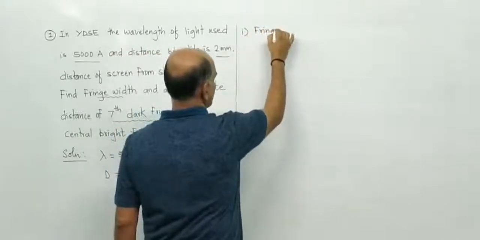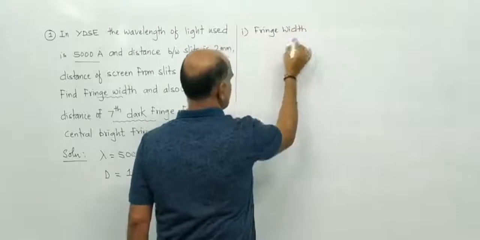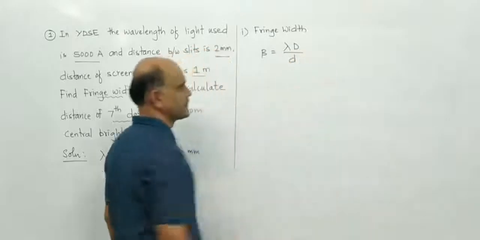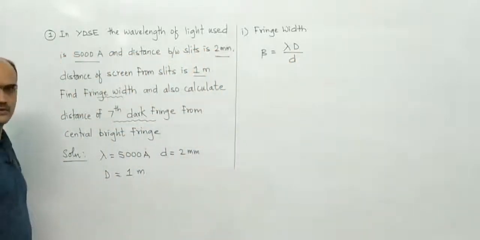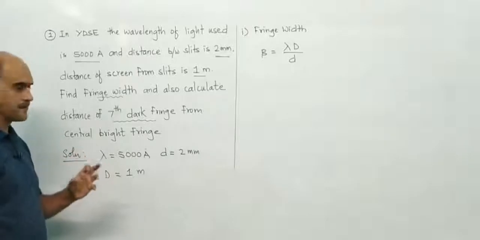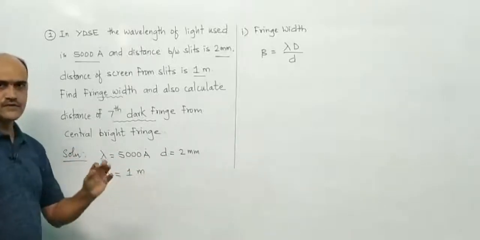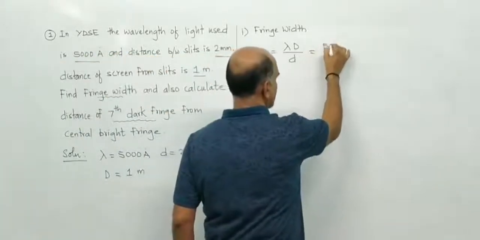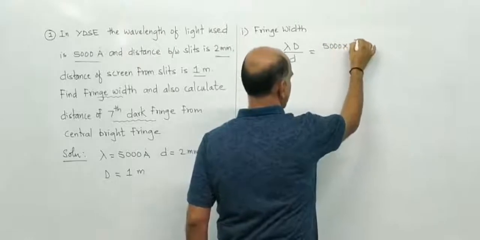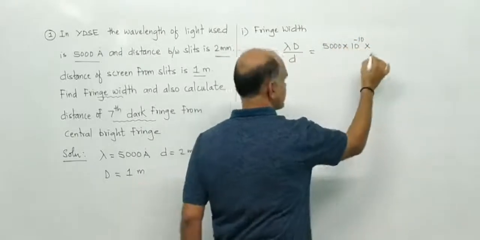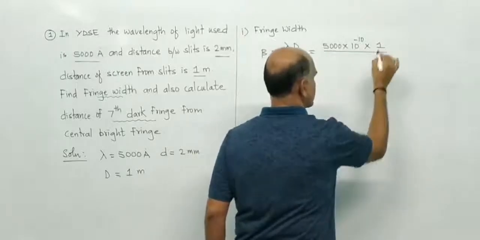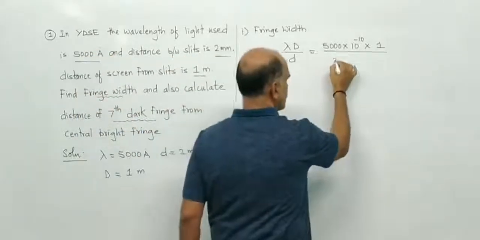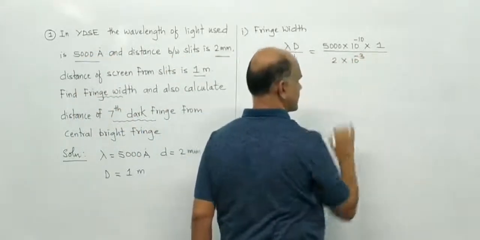Fringe width, beta, is equal to lambda capital D by small d. Substitute all these values in SI units. So 5000 angstrom lambda is 5000 into 10 raised to minus 10. Capital D is 1 meter. Small d, the distance between slits, is 2 mm, that is 2 into 10 raised to minus 3.